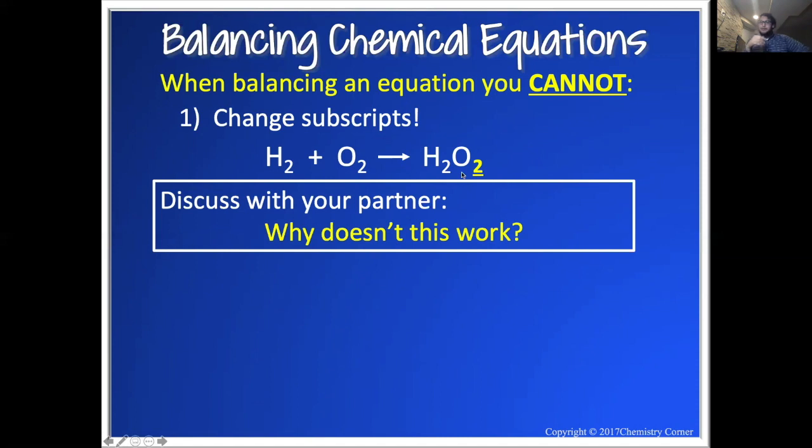So this becomes a little bit like a math puzzle. If you like Sudoku or something like that, then this is right up your alley. I kind of spoiled it. In class, I'd have you discuss with your partner why this doesn't work. But realize that you just can't change these subscripts, because a lot of times the way the elements are put together in a compound is the way they are in nature. So you don't want to change those subscripts. You can only change the big numbers, the coefficients. So that's a big, big don't do.